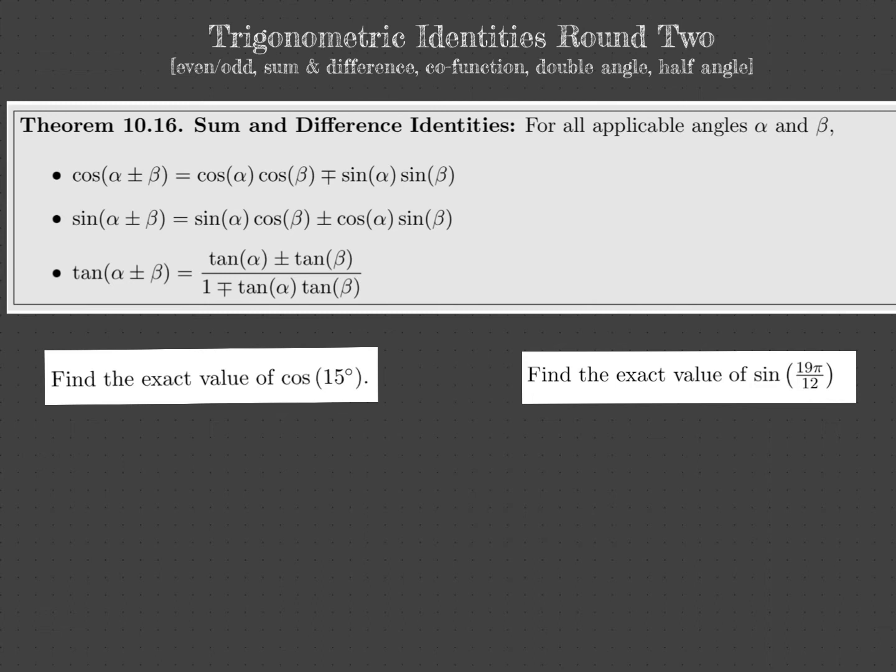Well, we could do 60 minus 45. That's one way to do it. We could also do 45 minus 30. So there's a couple different ways to get 15 degrees. I'm going to just use the first one that I picked, which was 60 degrees minus 45 degrees. If you picked the other one, it would still work. So we're going to do the cosine of 15. We know that that equals the cosine of 60 degrees minus 45 degrees. So my alpha will be 60 degrees and my beta will be 45 degrees.